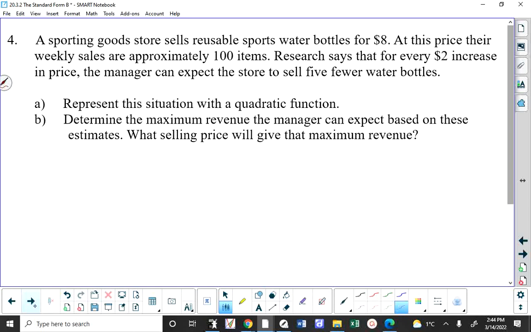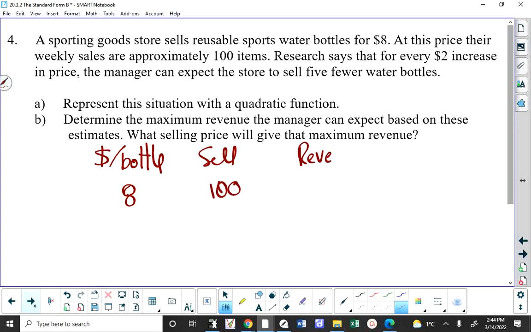Let's look at what this is saying. Every $2 increase, the manager sells 5 fewer bottles. So let's just talk about what's going on here without talking about quadratic functions or equations or anything. The price per bottle is $8 and you sell 100. So your revenue, the amount of money that you take in, is $800. I hope everybody sees where I'm getting 800 from. Pretty straightforward. You got 100, you sell them for $8 each.